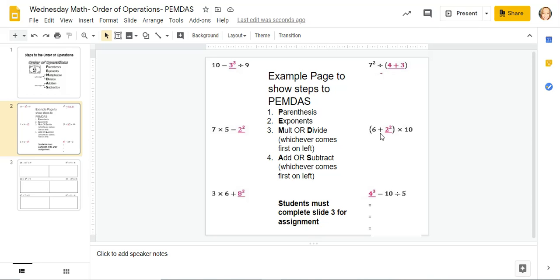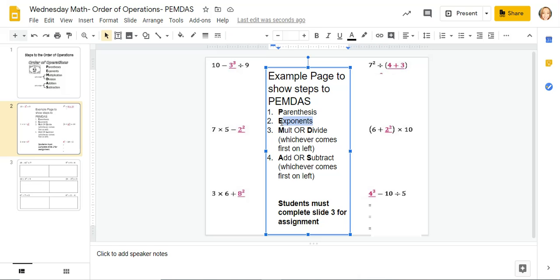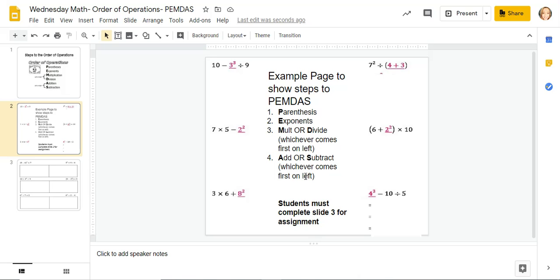Inside the parentheses we have a plus sign and we have an exponent. Well, exponents come before the multiplying, right? Exponents come before multiplying, before adding. Adding always comes last there. So we're going to go 2 to the power of 2 we know is 4. So now we have 6 plus 4.